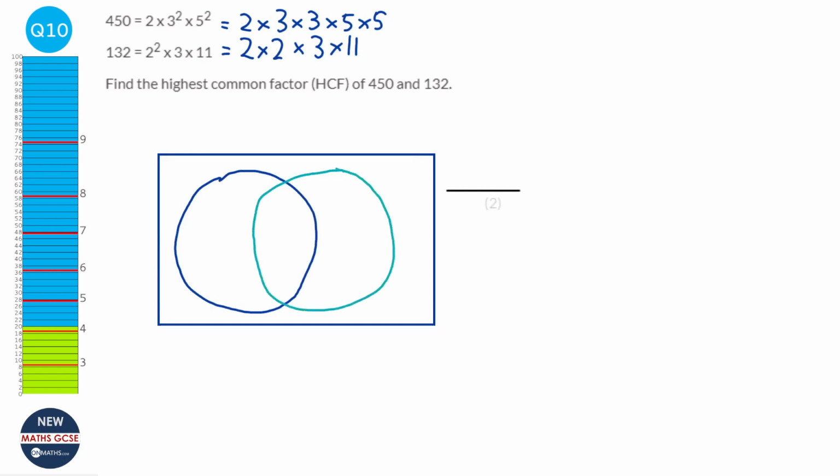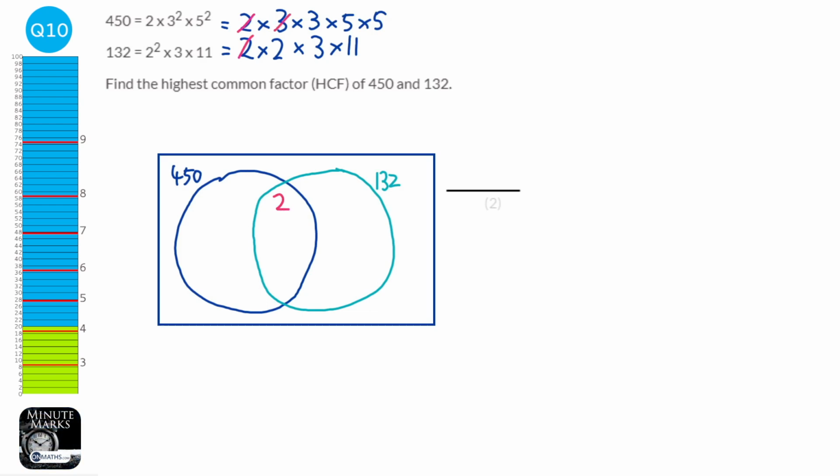Okay, so on the left hand side we have the 450, on the right hand side we have the 132. So we'll start with the 450 and the numbers. Actually looking at the numbers, looking at the prime factors at the top, we can see they both have a 2 in them. So I cross them both out and put 2 in the middle.